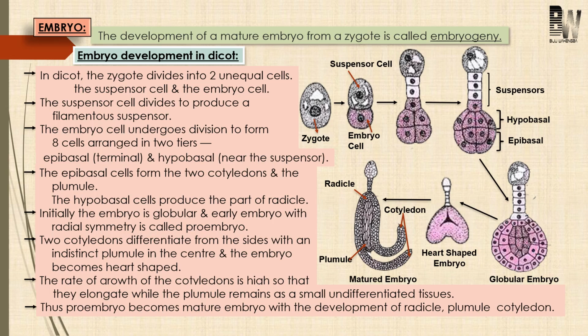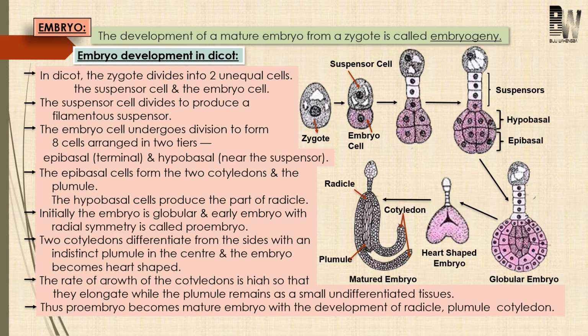Okay, now let us discuss the development of the embryo in dicot plants. In a dicot plant, the zygote divides into two unequal cells. One is called the suspensor cell and the other is called the embryo cell. The suspensor cell will divide repeatedly to form a long filament of cells. On the other side, the embryo cell will undergo two vertical divisions, followed by one transverse division, to form two layers of cells. One layer is called the epibasal cell and the other layer is called the hypobasal cell.